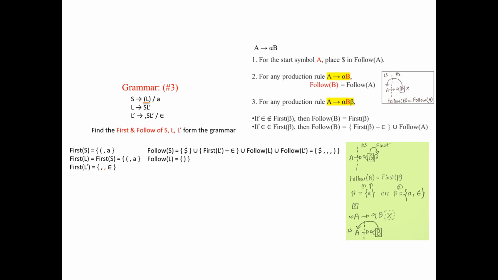Follow of L equals closing bracket, because L is only in a position on the right side of the grammar in rules S, where the L has a closing bracket on the right side. Similarly, follow of L' equals follow of L equals closing bracket, where rule number 2 is followed. The second L' is a recursive call. It will redirect to the first one.